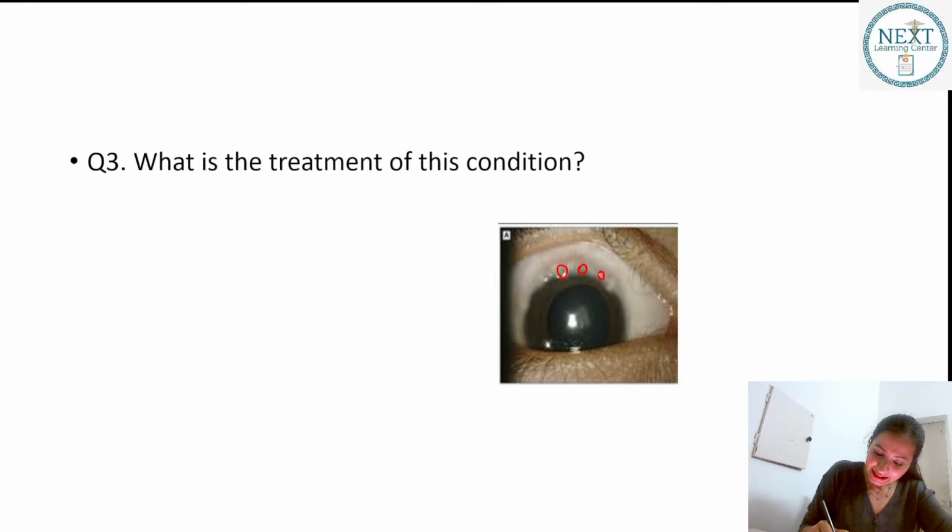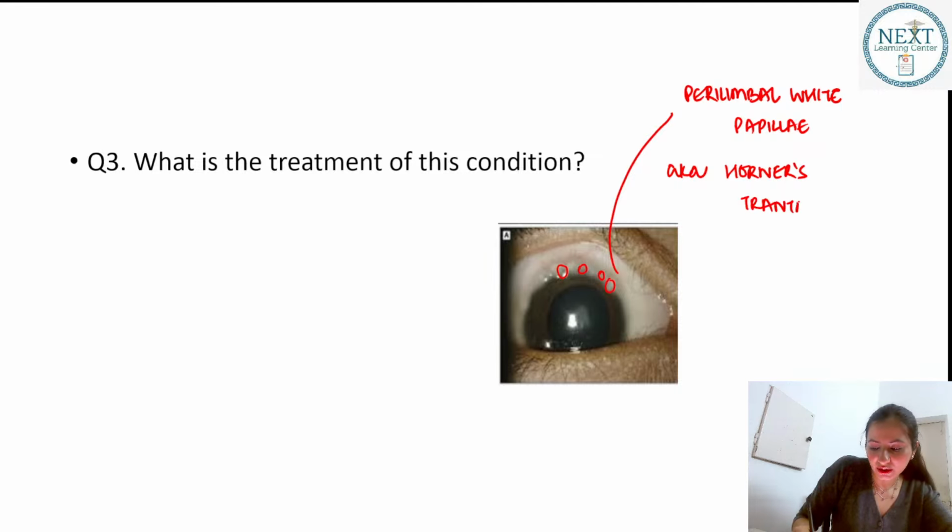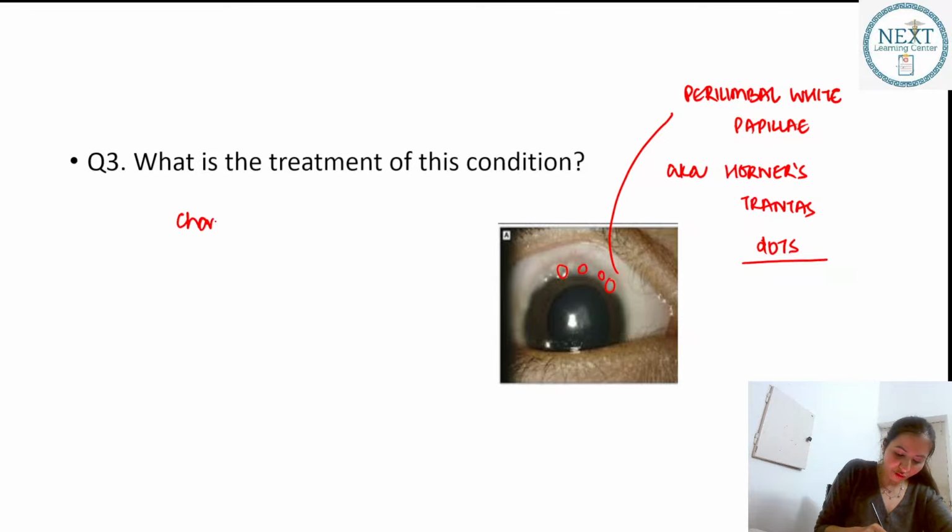Now next question, what is the treatment of this condition? What are these? These are the perilimbal white papillae. These are also known as Horner's Trantas dots, and these are characteristic of vernal keratoconjunctivitis.